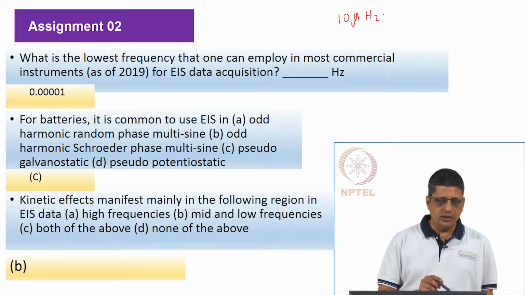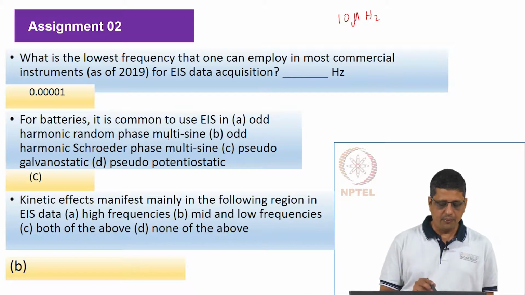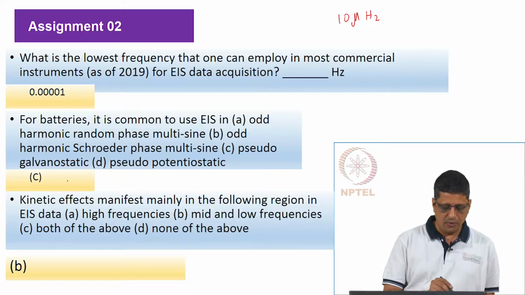The next question is, for batteries, what is the common mode of measuring EIS? Normally, we measure in pseudo galvanostatic mode or pseudo potentiostatic mode. For batteries and fuel cells, energy devices, it is normally done in pseudo galvanostatic mode. So, that is option C.